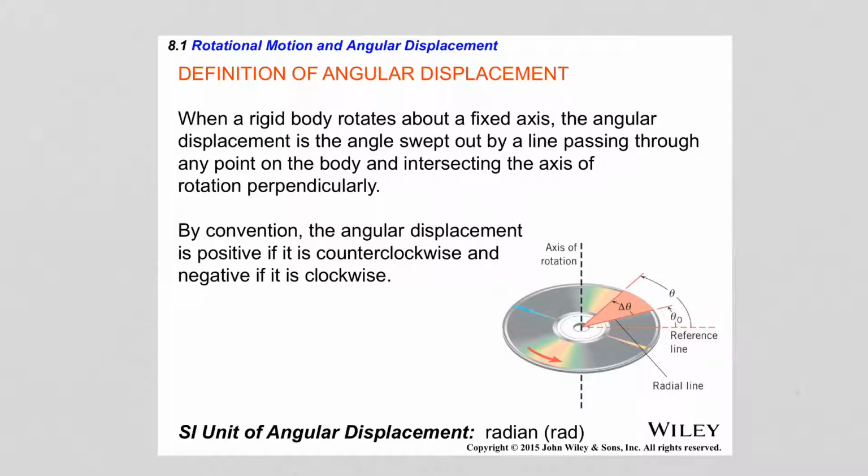The convention for the direction is extremely important. So when the rotation of the object is in counterclockwise direction, the angular displacement is positive. When the rotation of the object is in clockwise direction, then the angular displacement will be considered negative. The unit for angular displacement in the metric system is the radian.